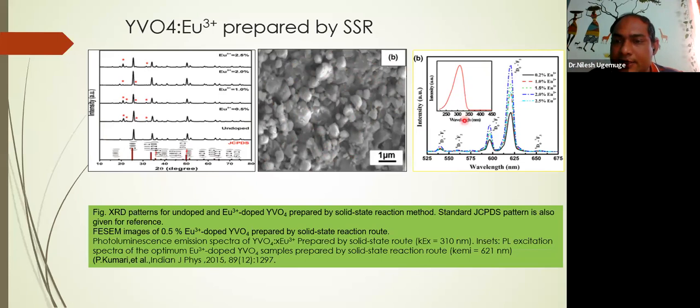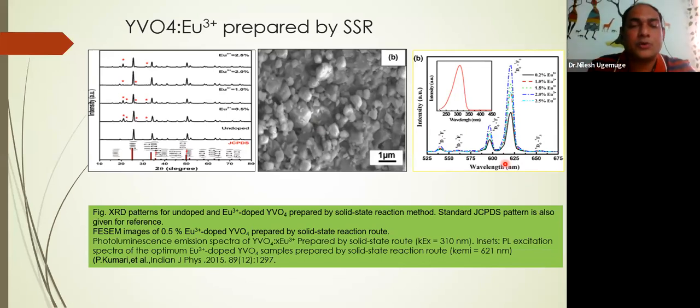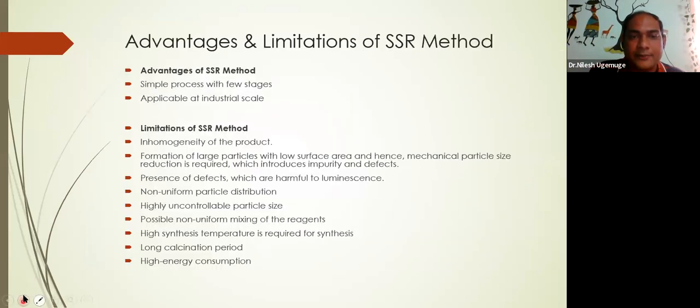And the last one here is the photoluminescence spectra, wherein we are just trying to understand the excitation as well as emission wavelength. With the help of that, we can suggest the potential application of the prepared phosphor. So this is the solid state reaction method. Then the next method I want to go ahead with. These are the advantages of this particular method, I'll be sharing with you.